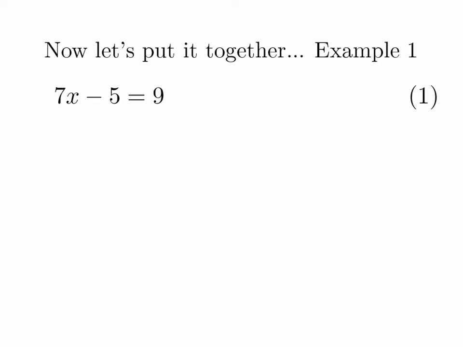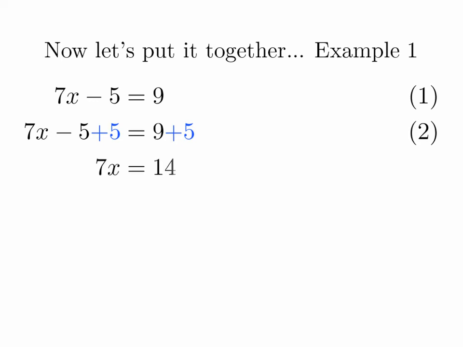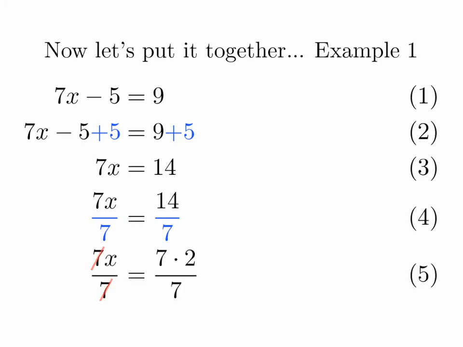So we have 7x minus 5 equals 9. So we want to add 5 to both sides of the equation. And when you do that, we have 7x is equal to 14. And then we divide both sides by 7. And when you do that, you're left with x is equal to 2.